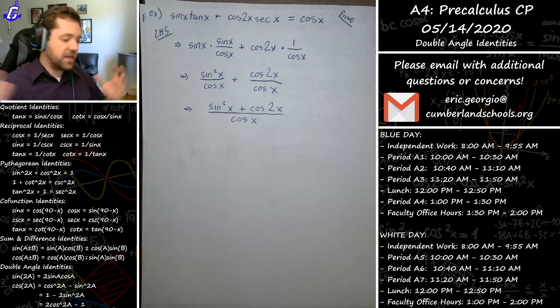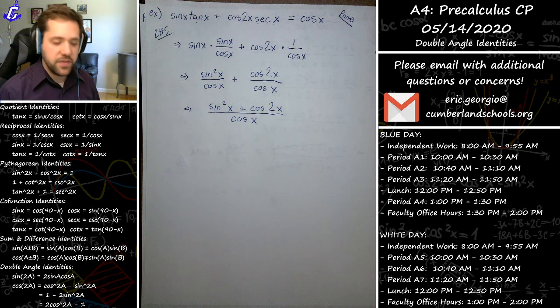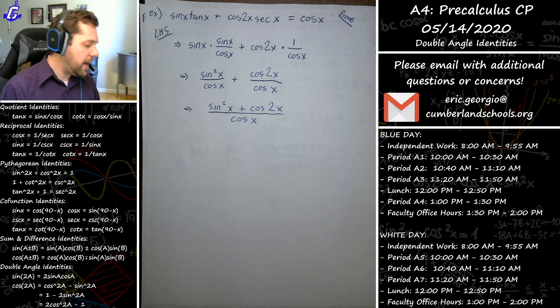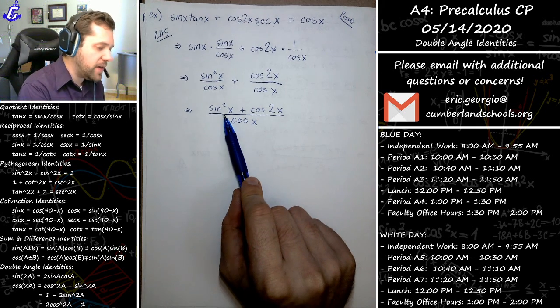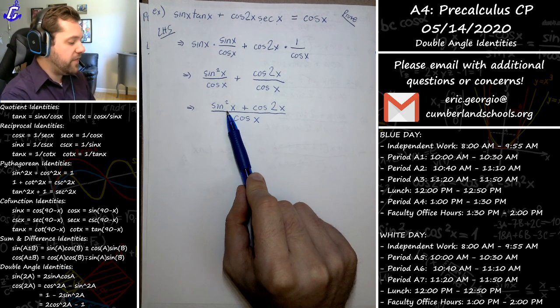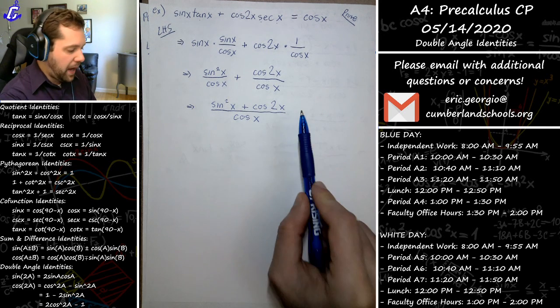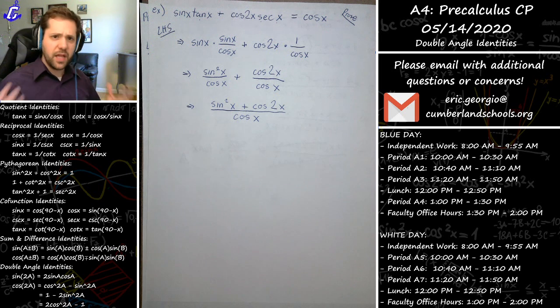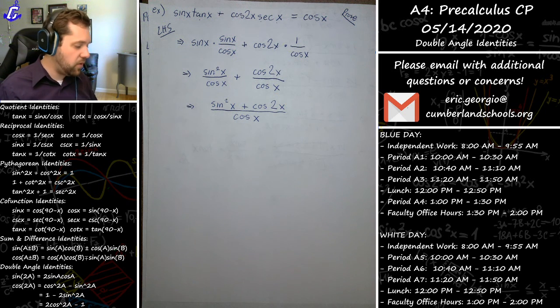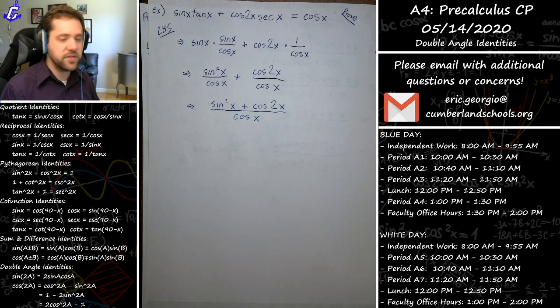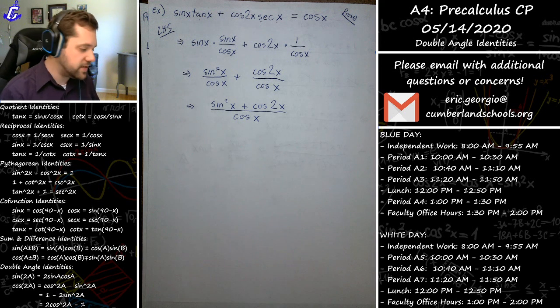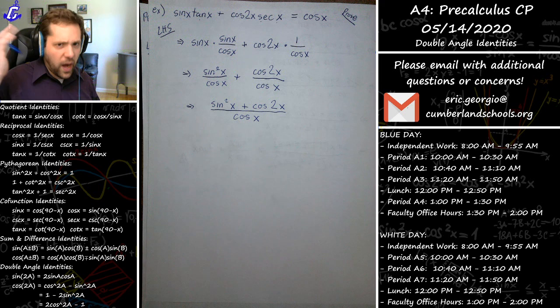And now that we've condensed things, it would be beneficial to expand out the cosine of 2x. In my opinion, which one do you think is going to work out the best? Well, we have a sine squared of x already here. So if we made this cosine squared of x minus sine squared of x, do you notice that those sine squareds would just go away and you'd be left with cosine squared over cosine, which would become just regular old cosine. I'll write it out so you see it.